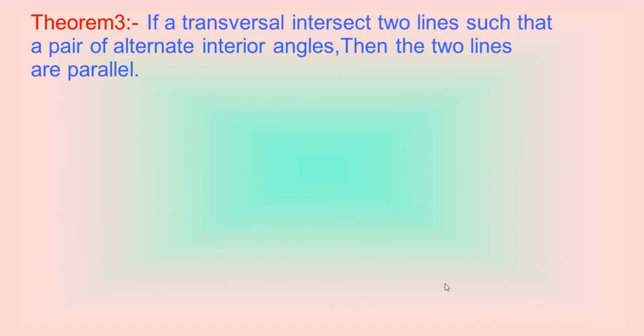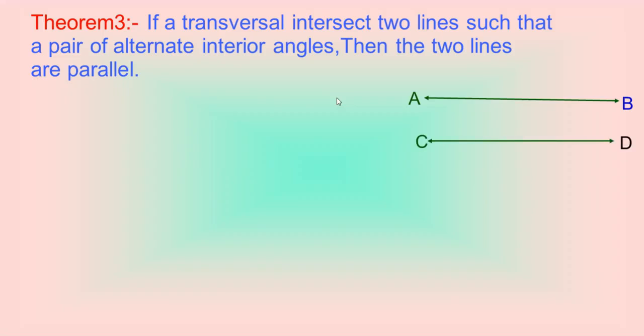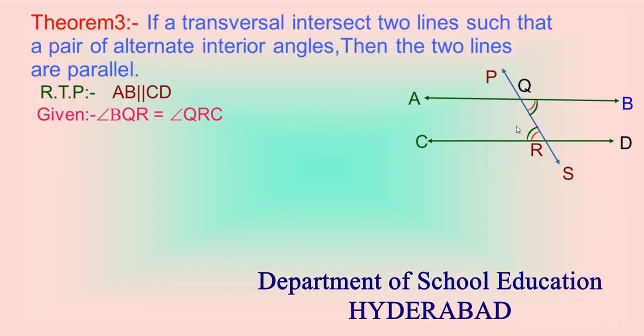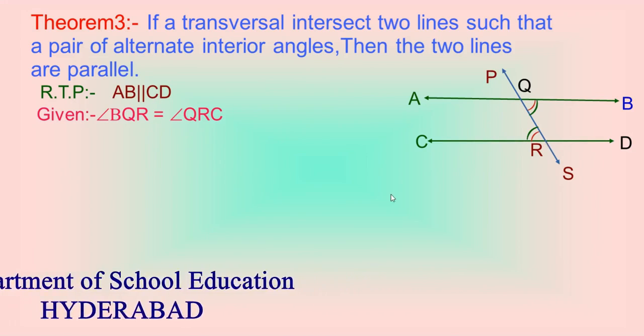Theorem 3. If a transversal intersects two lines such that a pair of alternate interior angles are equal, then the two lines are parallel. AB line, another one is CD line, transversal PS intersects AB at Q and CD at R. To prove: AB is parallel to CD. Given: alternate angles are equal, that is BQR is equal to QRC.